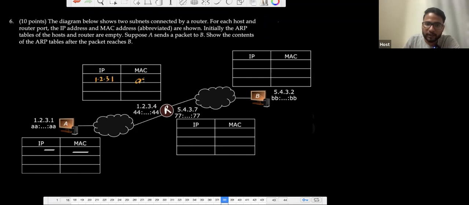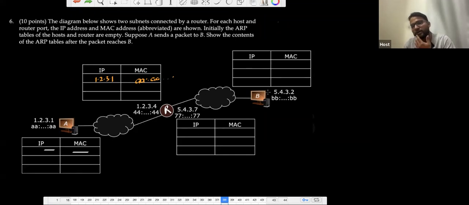this will have 1.2.3.1 and A. Is this clear to everyone? This entry will be stored in the ARP cache. Why? Because whenever you are asking something, R will get to know the mapping also. And what are these two entries?